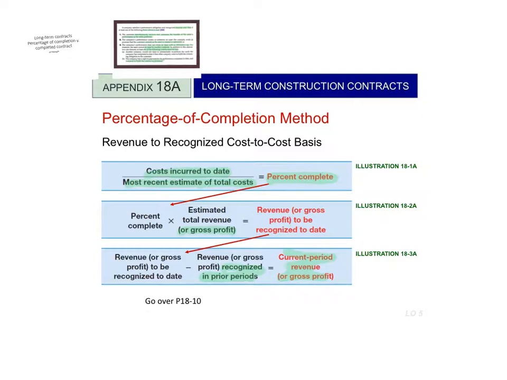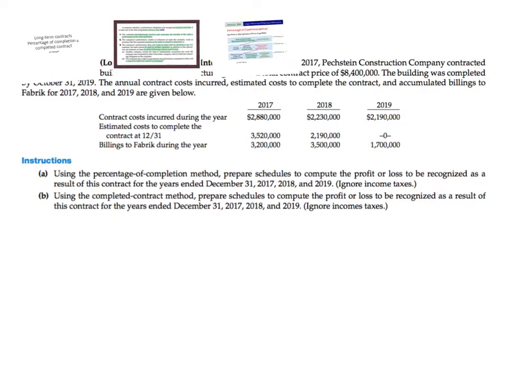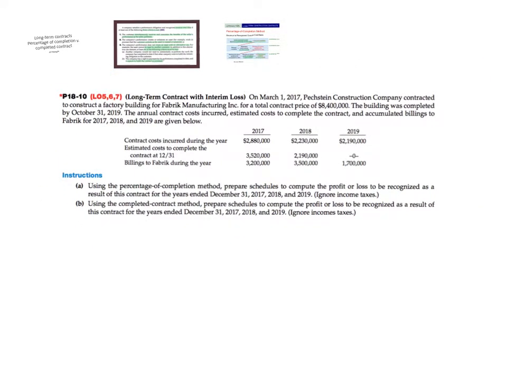And now let's take a look and see if we can get that started. So here, let's take a look at this example. It says on March 1, 2017, Pechstein Construction Company contracted to construct a factory building for Fabric Manufacturing for a total contract price of $8.4 million. The building was completed by October 31, 2019. The annual contract costs incurred, estimated cost to complete, and accumulated billings for Fabric for 17, 18, and 19 are given below. Using the percentage of completion method, these are in the instructions down here, prepare schedules to compute the profit or loss to be recognized as a result of this contract for the years December 31, 2017, 18, and 19.